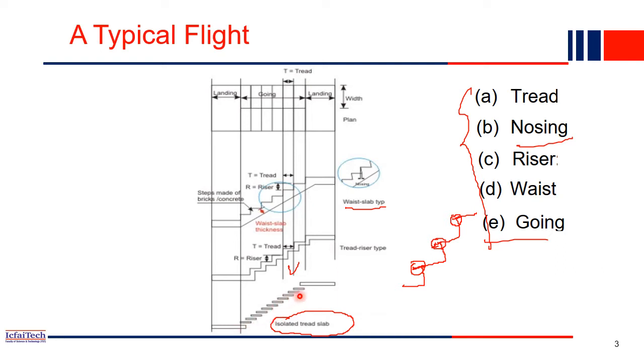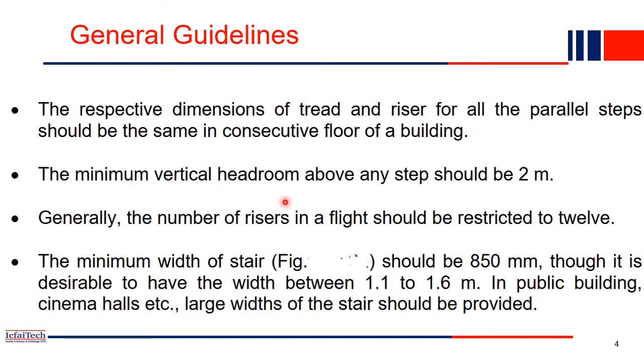And this is our third type of staircase, which is the isolated thread slab. These slabs are directly projected from the wall and are not connected to each other, like directly projected cantilevers. You can imagine maybe on one side you have a wall. From the wall, these small cantilever slabs come out, and this makes our staircase. So this is the isolated thread slab. These are the different definitions we'll be using in staircase design.